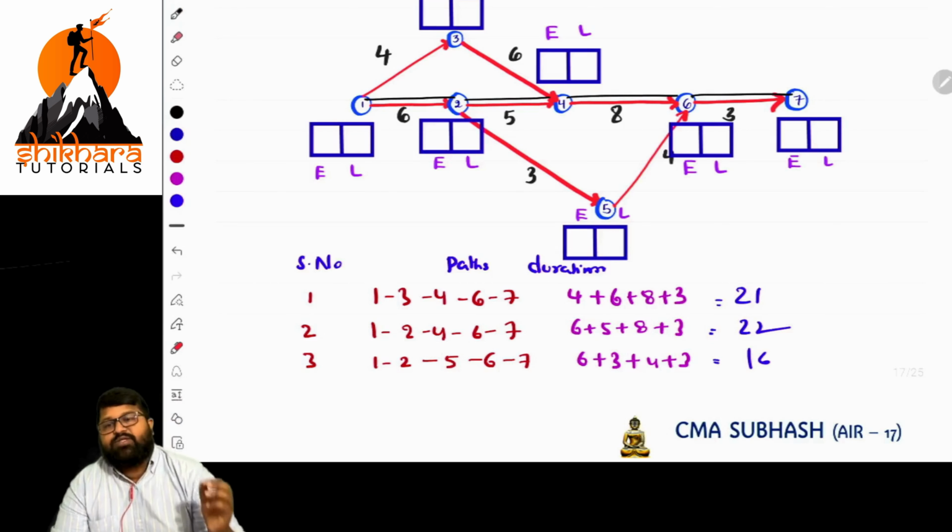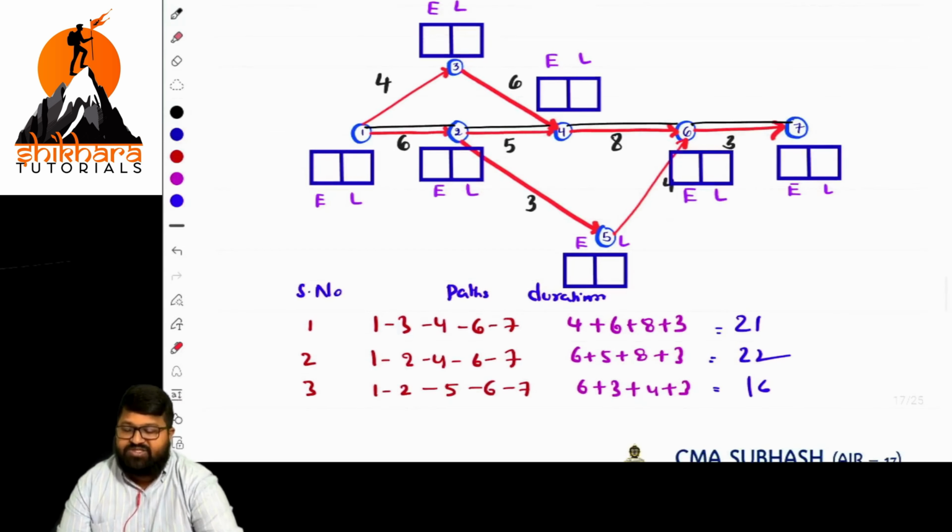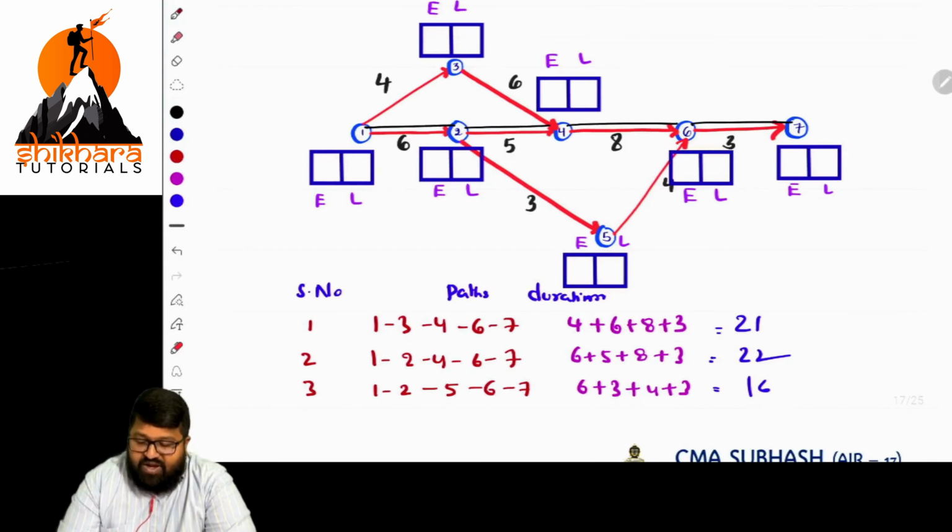Is it clear? Now that this is done, it is easy for us to calculate the E value. The basic rule I mentioned: for the starting event, the E value will be 0. In the critical path, what is the next event? That is 2, so just add the duration. 0 plus 6, 6 is the duration. Next, what is the next event in the critical path? 4 is the next critical event.